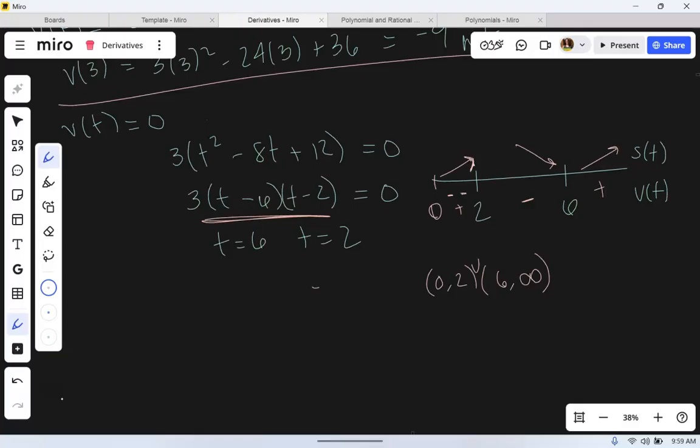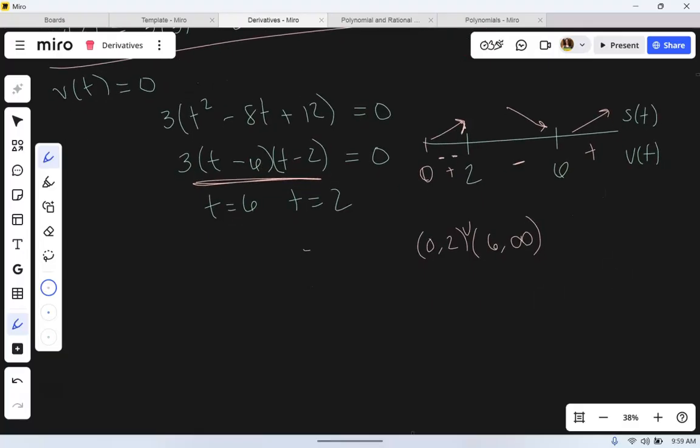All right, so displacement, first 8 seconds. So I need initial and I need the terminal end. So initial would be S of 0. Where did Larry start? So at time 0, he was at position 0. At time 8, where was Larry?